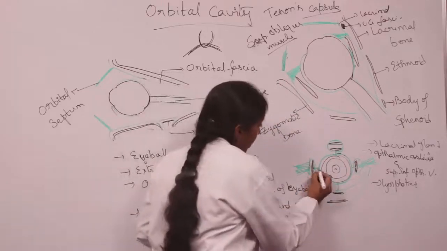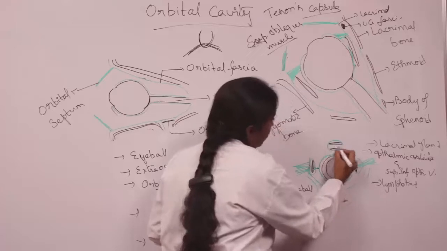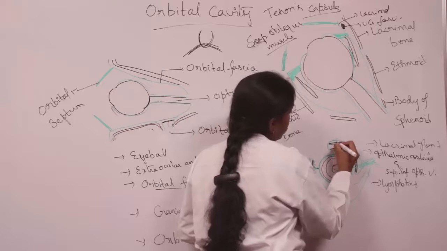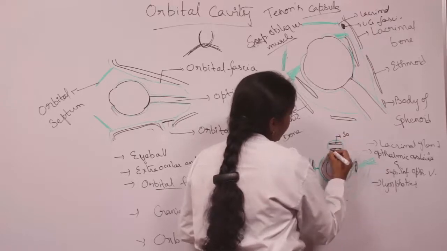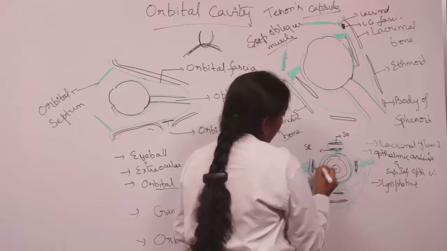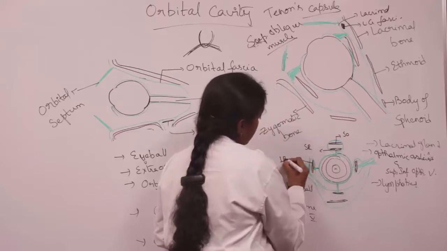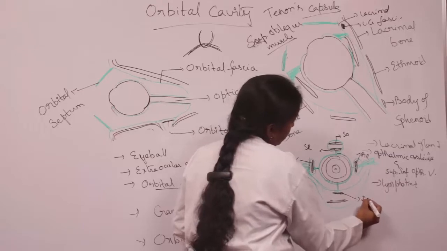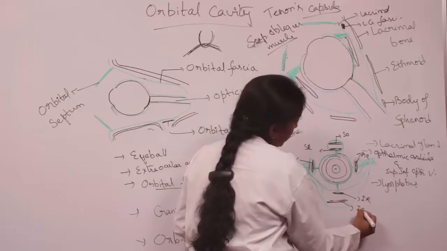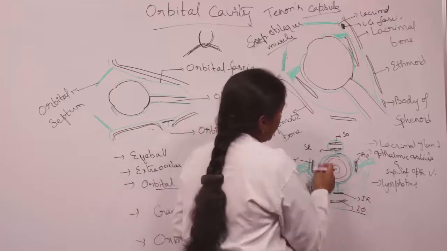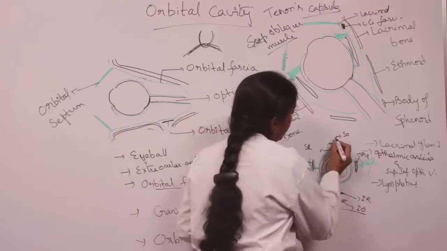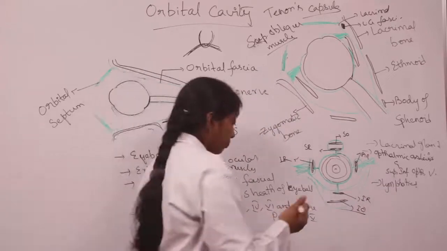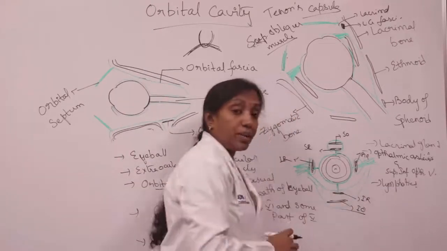It forms an extension over the eyeball. The black ones I have represented are the extraocular muscles of the eyeball. This is superior oblique, this is superior rectus, this is lateral rectus, this is medial rectus, this is inferior rectus, and this is inferior oblique. So the facial sheath forms a tubular sheath around the tendon of each extraocular muscle of the eyeball.